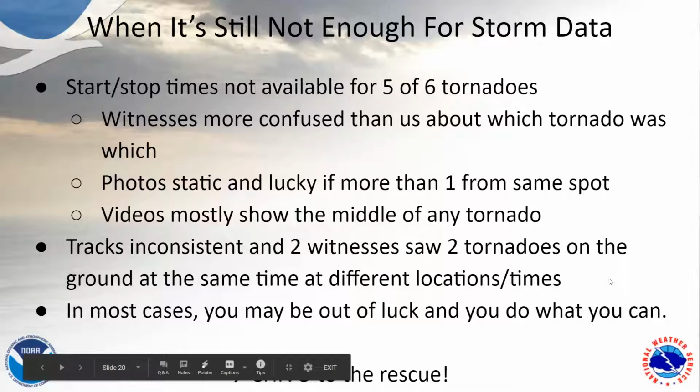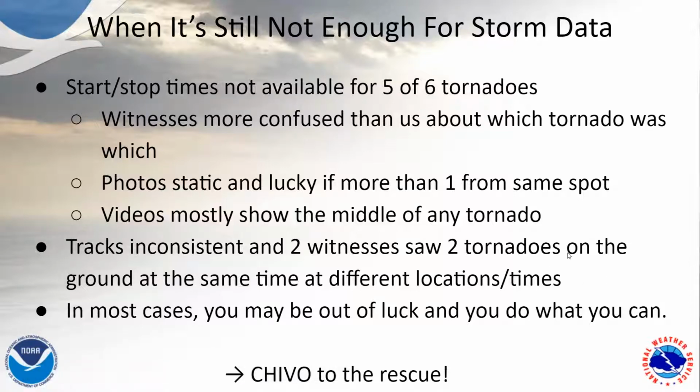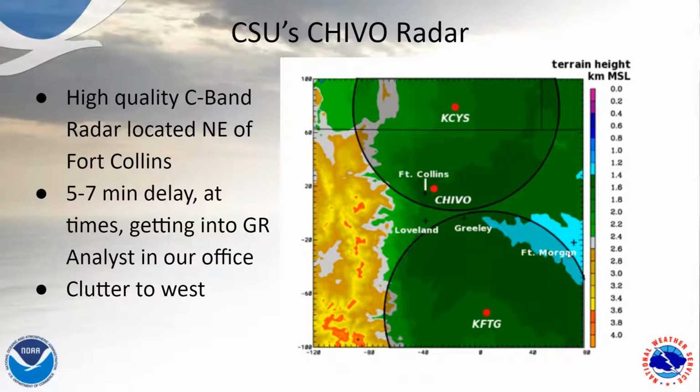You just do what you can, and we probably would have been able to do what we could had we not had the 5-centimeter CHIVO radar not far from these storms. And that's what we're going to talk about next. So let me see time. Okay, good. It's a high quality C-band radar. It's 5-centimeter, located just northeast of Fort Collins.